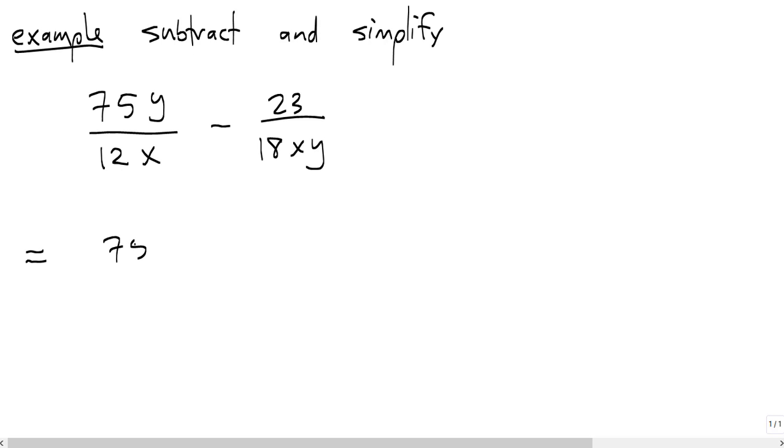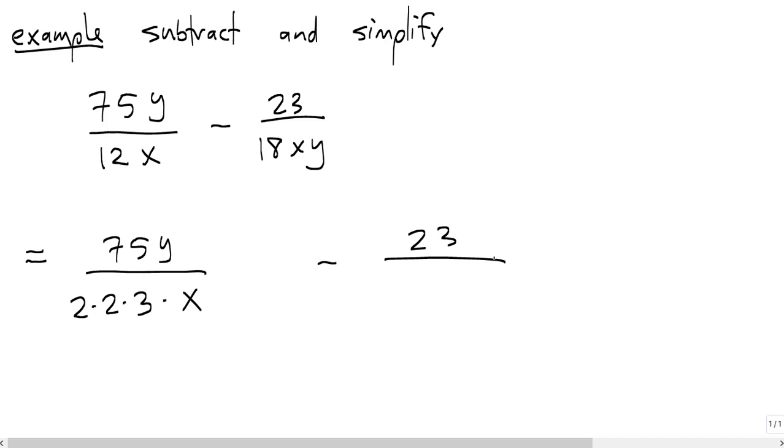You can leave the numerator alone, 75y. 12, hopefully at this point you're getting good enough at factoring that you can immediately see that 12 is 2 times 2 times 3, 4 times 3 is 12, times x. And then over here, I'll leave a little space for later stuff, 23 over 18. Let's see, 18 is what? 6 times 3, and 6 is 2 times 3 times 3 times x times y.